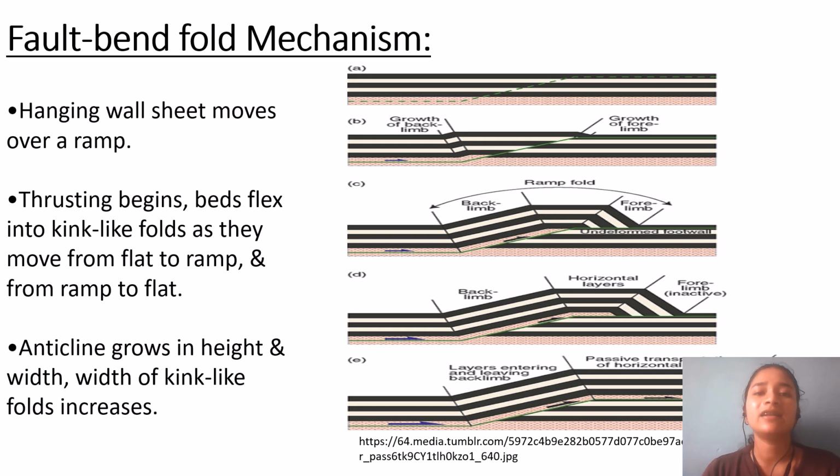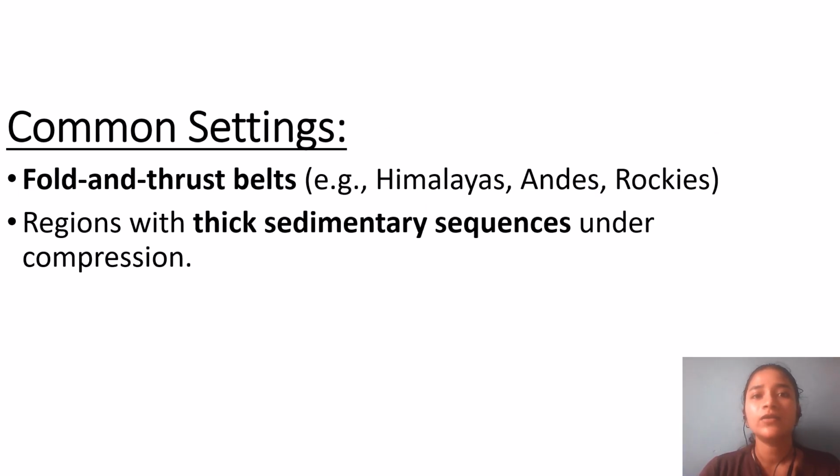Finally, the anticline continues to grow in height and width as more beds enter the fold. The structure becomes larger and the kink-like zones widen, showing how the deformation evolves through time. This sequence illustrates how motion over a ramp creates predictable folding patterns. Those are crucial for interpreting subsurface structure in geology. So talking about common settings of fault bend folds, these are commonly found in fold and thrust belts like the Himalayas, Andes, Rockies, and regions with thick sedimentary sequences under compression.